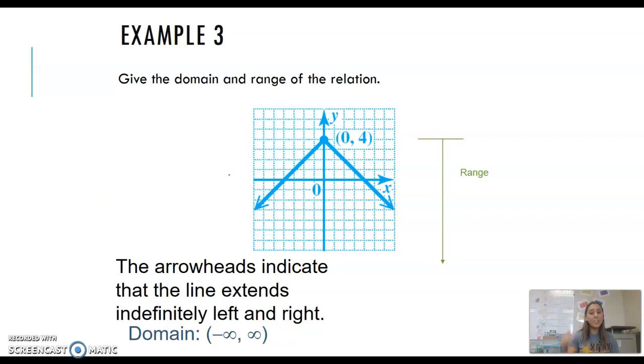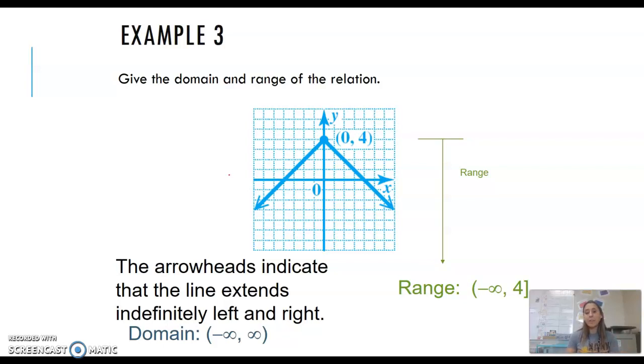So then the range is top and bottom. It is starting at 4. It doesn't go any higher than 4 on the y-axis, but it's going down forever. So we're going to say that the range is negative infinity all the way to 4.